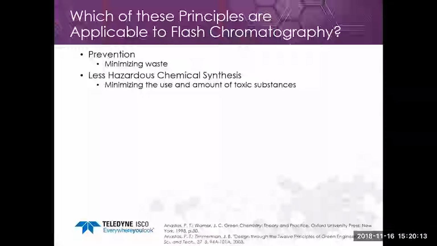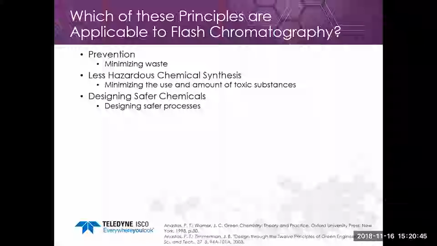Next is less hazardous chemical synthesis. And so purification plays its role in synthesis. So if we can minimize the use and amount of toxic substances, so we want to try to avoid toxic solvents, additives, things like that. Reducing and eliminating those are going to be things that can contribute to less hazardous chemical synthesis. Designing safer chemicals, and with that, designing safer processes. So in the purification process, are there ways that we can make it less hazardous? Decreasing exposure for chemists to solvents and things like that. So how can we make the process safer?